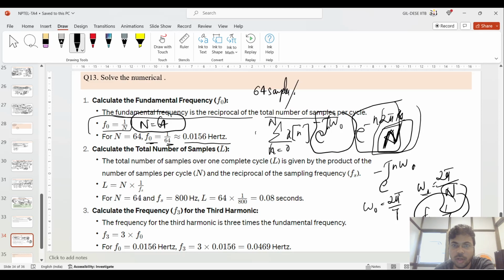What do you mean by this? If you are sampling, this means 64 samples per second. What do you mean by this? Suppose you have a sinusoidal signal and you want to convert it into the discrete domain, so you need a certain transformation. Suppose I am taking the FFT transformation for converting this continuous domain to the discrete domain.